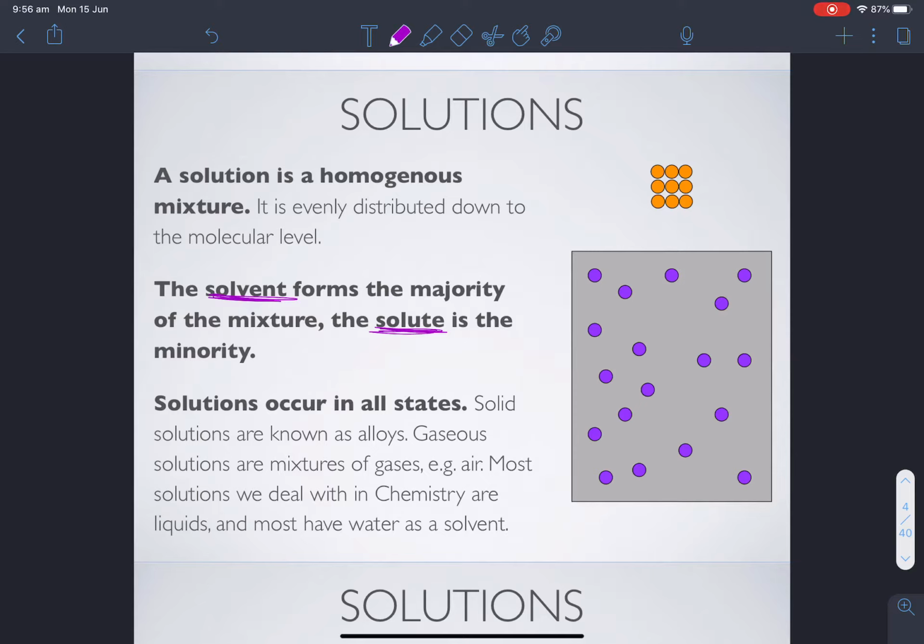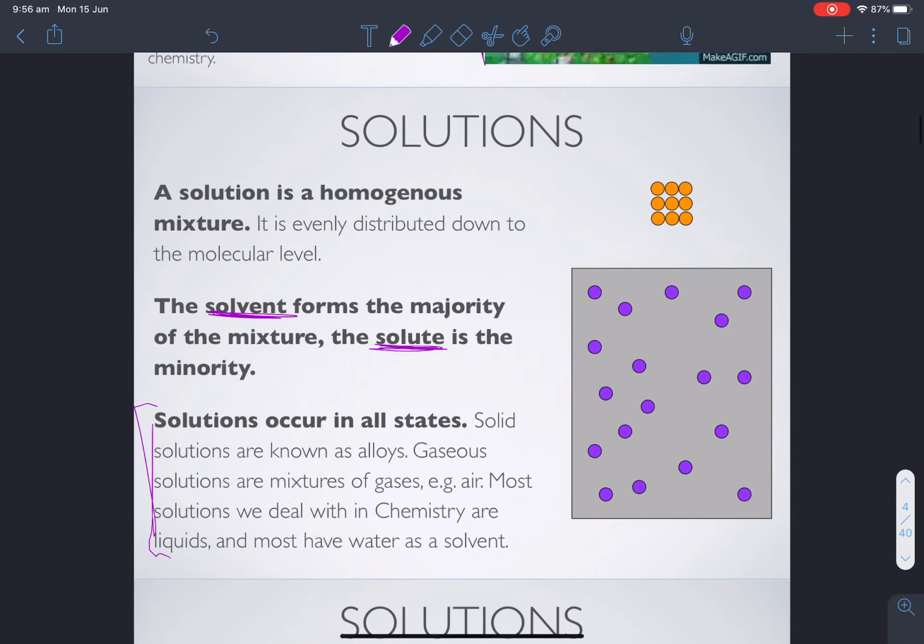And these solutions can occur in all states, okay? Not just something dissolving in water, liquid water that we're used to. Solid solutions known as alloys, gaseous solutions like our air. And most of the solutions, as I just said, are liquid water with something dissolved in it.